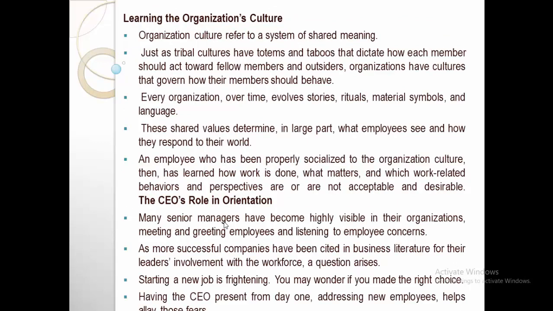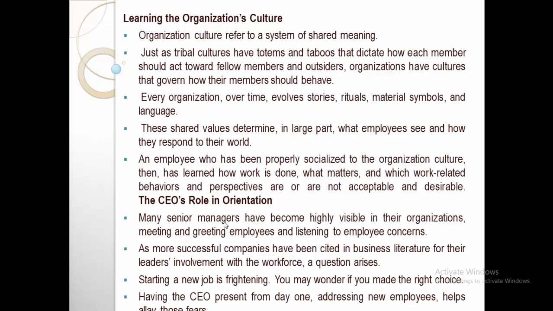During the orientation, the new employees learn about the organizational culture. Organizational culture refers to a system of shared meaning. Just as tribal cultures have authorities and taboos that dictate how each member should act toward fellow members and outsiders, organizations have cultures that govern how their members should behave. We had a lecture on this organizational culture, I think lecture number 3 or 4, in which we discussed the organizational culture in detail.